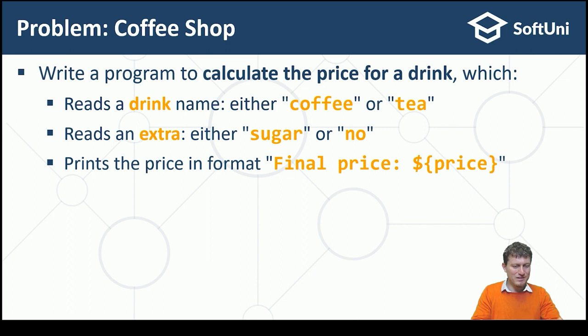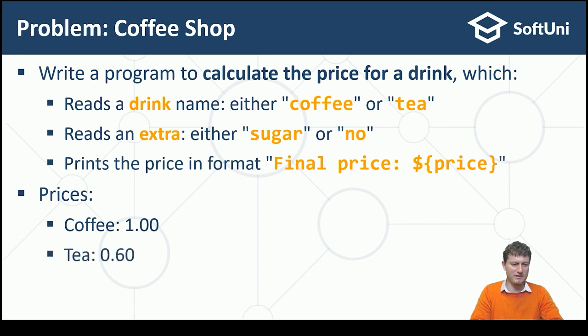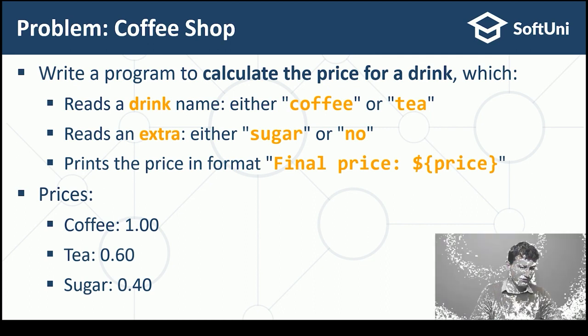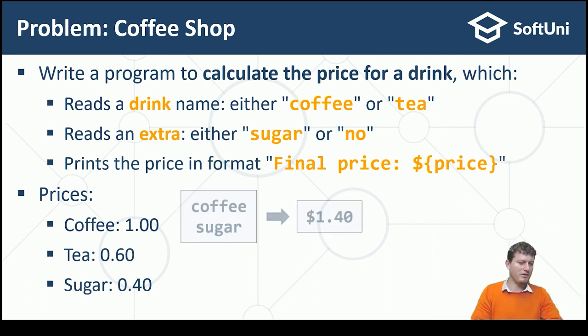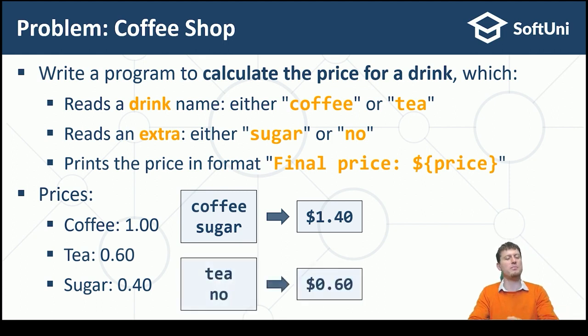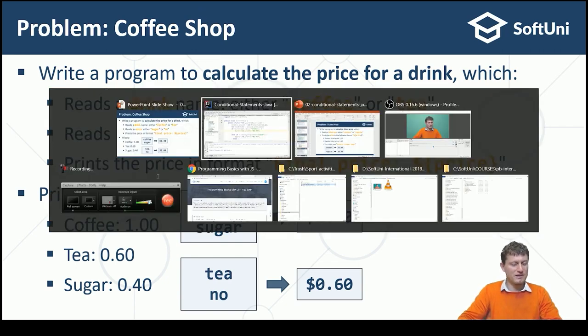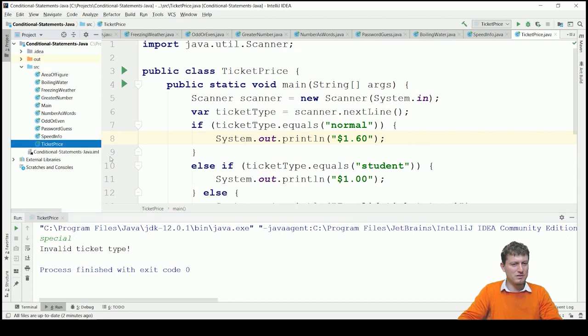And the price should be printed in the format final price, colon, and the final price with the dollar prefix. So the coffee costs $1, tea costs 60 cents, and sugar costs $0.40. So coffee with sugar should cost 1.40, and tea without sugar should cost 0.60. That's all. It's very similar to the previous one, but not exactly.